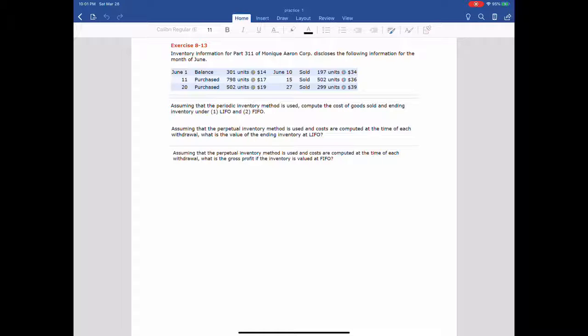In this example, I'm using a more complicated case to review the cost assumptions LIFO and FIFO under two different inventory systems, the periodic inventory system and the perpetual inventory system. First, we should keep in mind that when we apply a cost assumption, we're also using a periodic inventory method. So before we start, let's first organize the information we're given.